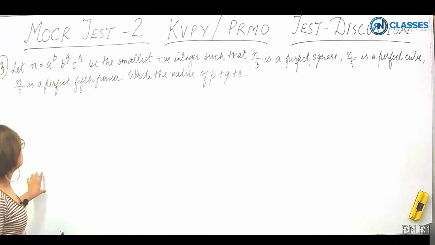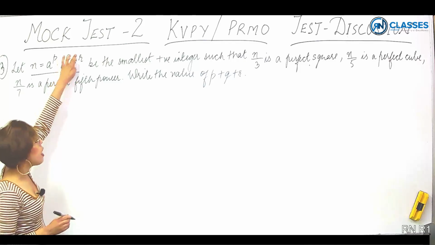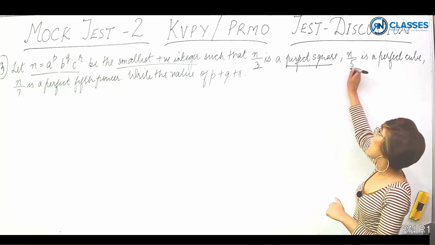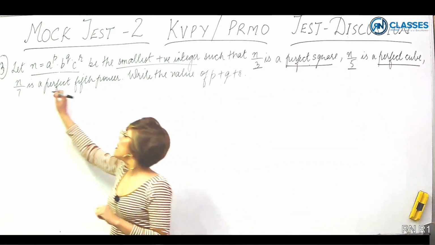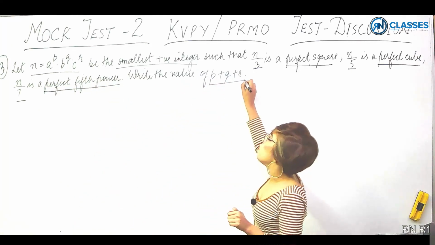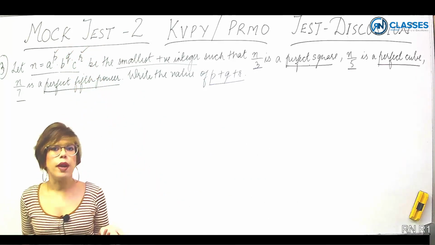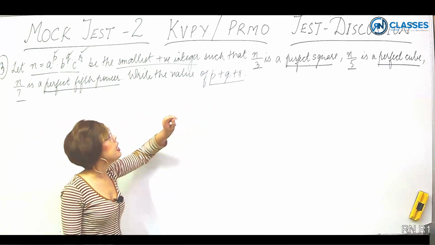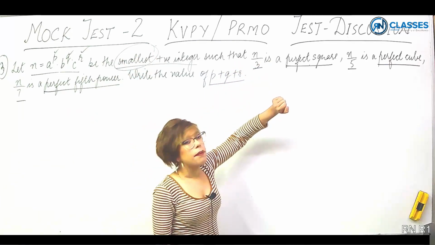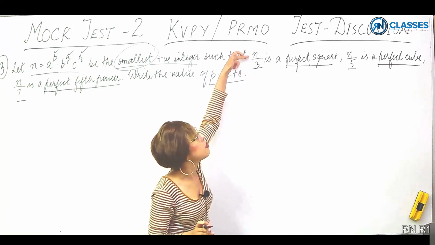Right. On to the next question. He says let n, which is a raised to the power p into b raised to the power q into c raised to the power r, be the smallest positive integer such that n by 3 is a perfect square, n by 5 is a perfect cube, and n by 7 is a perfect fifth power. Then write the value of p plus q plus r. So p plus q plus r. In short, if I am able to determine what n is, I can write this value. Right? Now what is given to me? It is the smallest positive integer. N by 3 is a perfect square. That means n should have a factor of 3, then only I'll be able to cancel out some factor, right?